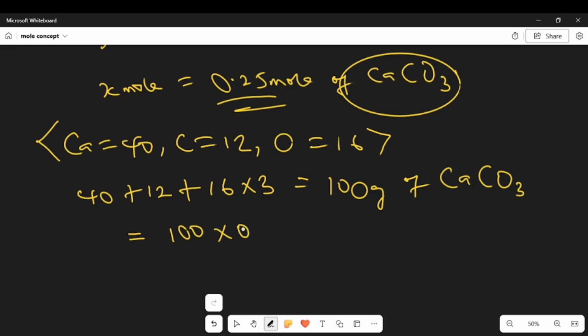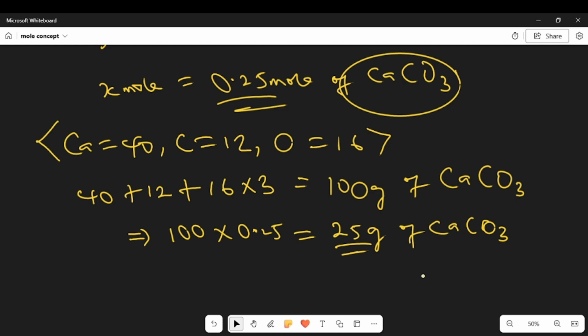100 multiplied by 0.25. This is the mole that you've got. That's the mole of CaCO3. And that will give us 25 grams of CaCO3. Is that okay?